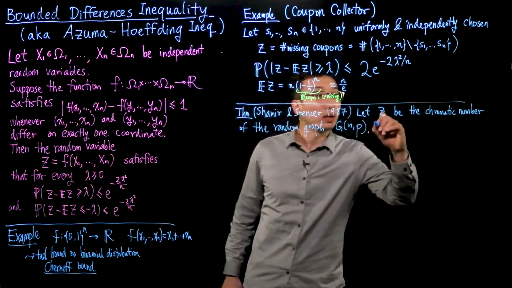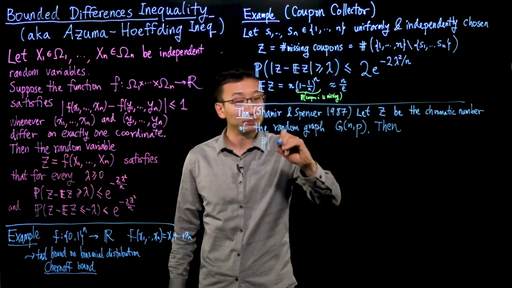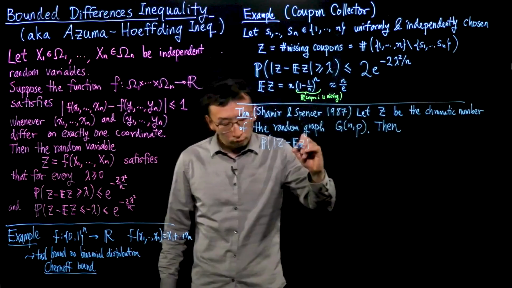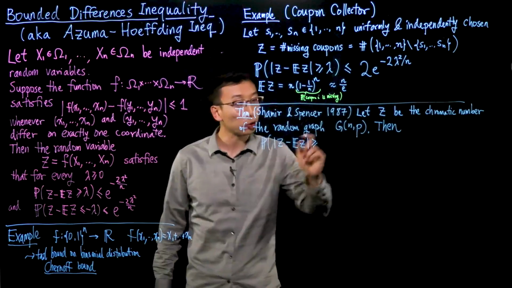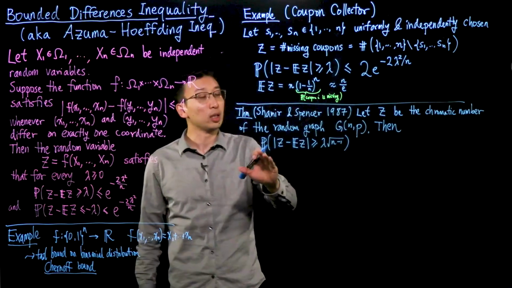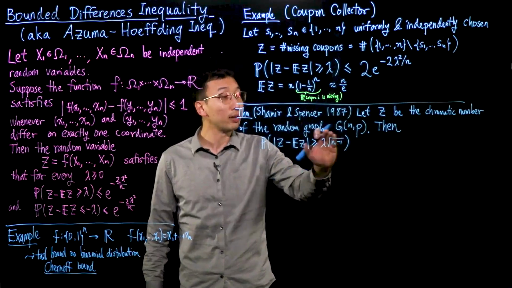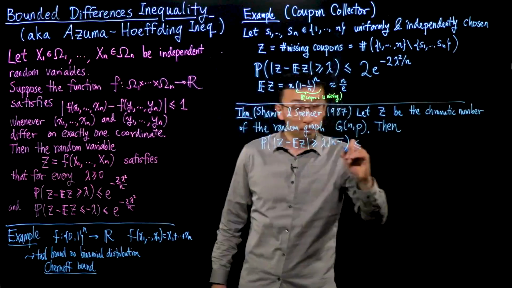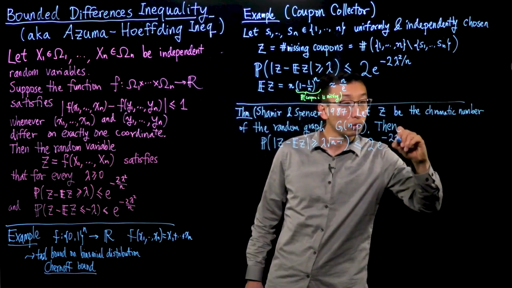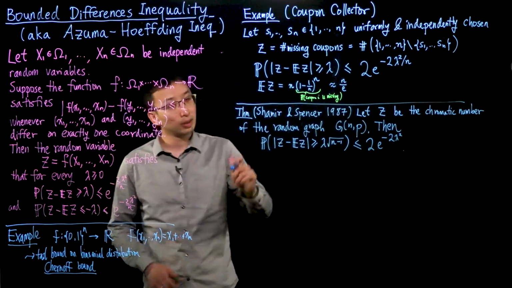But nevertheless, using the bounded differences inequality, let us deduce the following concentration bound, showing that Z typically is not too far away from its expectation. And specifically, we have the bound saying that Z deviates from expectation by more than this quantity here. And this event has probability at most 2 times e to the minus 2 lambda squared. So let's prove this theorem.